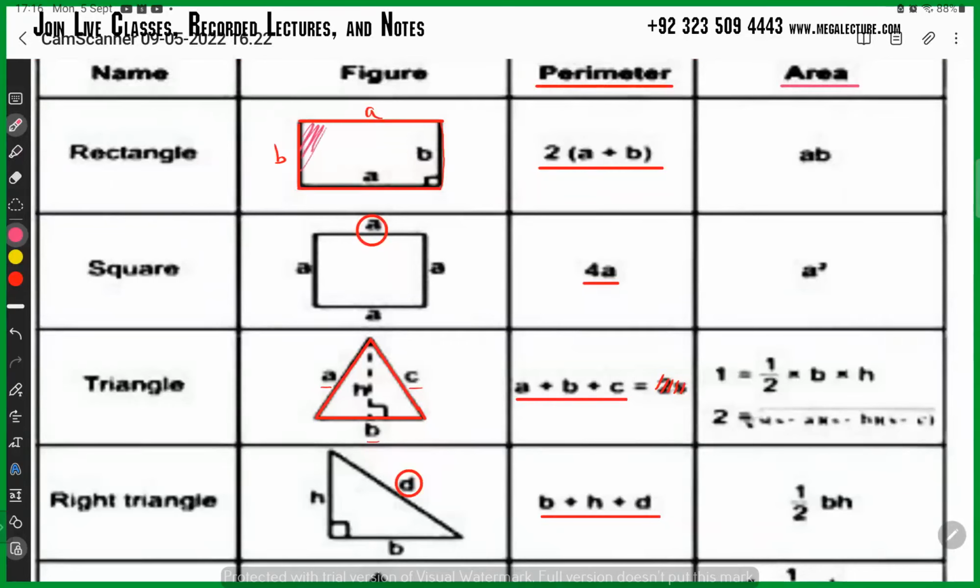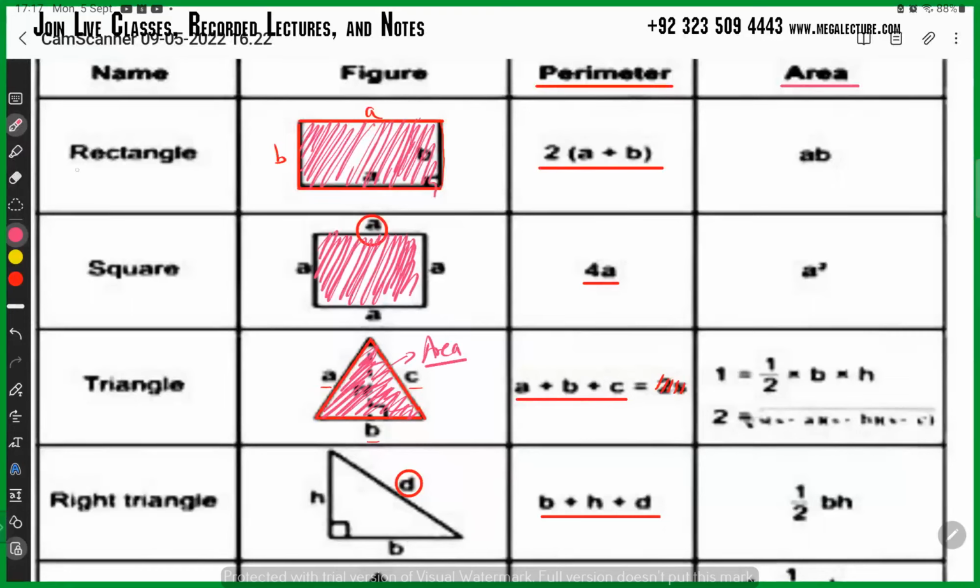If I talk about this rectangle, this is the area of the rectangle. If I talk about the area of a square, this is the area of the square. If I talk about the area of a triangle, this is the area of my triangle, right? So this is basically your area. How do we compute it? We have some formulas for that, okay?